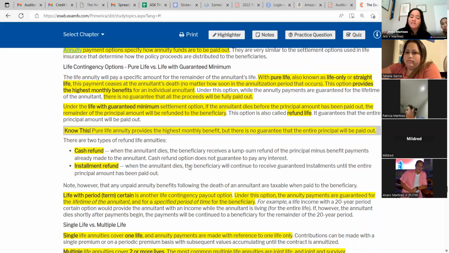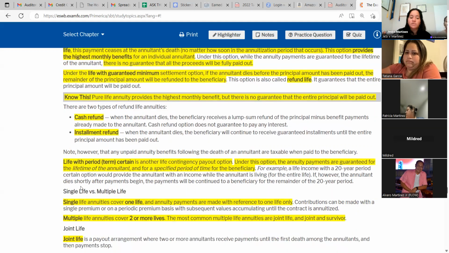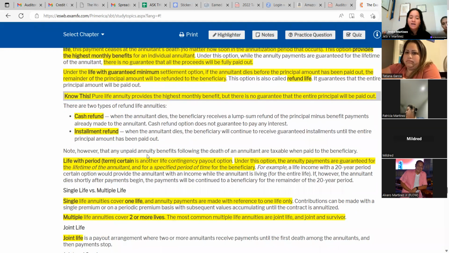Installment refund: when the annuitant dies, the beneficiary will continue to receive guaranteed installments until the entire principal amount has been paid out. So they have to choose those. However, any unpaid annuity benefits following the death of an annuitant are taxable when paid to the beneficiary. As opposed to life insurance, which we saw is non-taxable to the beneficiary, the annuity is taxable.